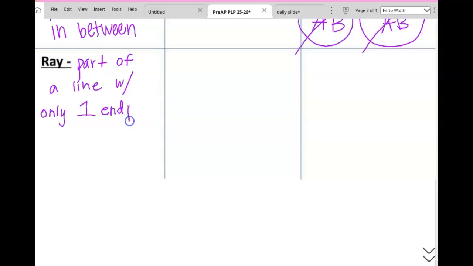I'm gonna abbreviate, okay? Endpoint. Part of a line with only one endpoint. What's on the other side? Like if one side is an endpoint, what's the other side? An arrow that goes on. Draw it.